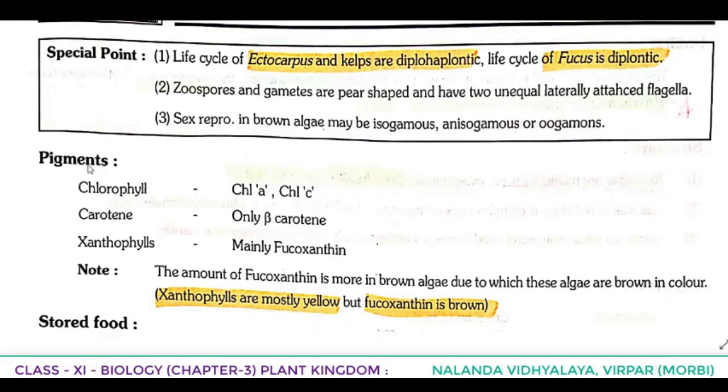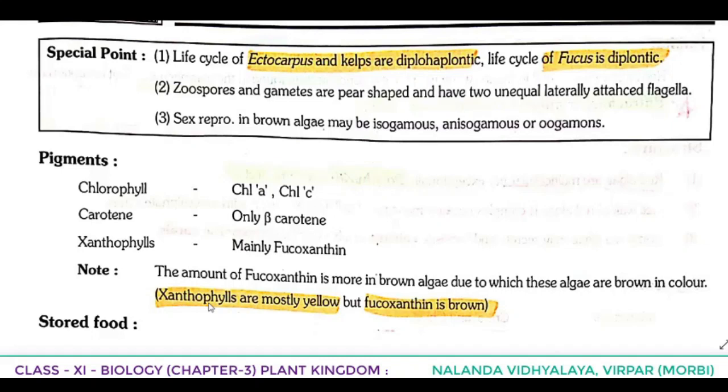And the pigments present in Phaeophyceae that we discussed, which ones? Chlorophyll a and c. Then carotene, in that only beta carotene is present. Xanthophyll pigment, from that mainly fucoxanthin is present. And a note is given, the amount of fucoxanthin is more in brown algae, due to which these algae are brown in color. And in the textbook we discussed the point that they differ in color, from olive green to brown, depending upon the amount of the xanthophyll pigment, that is fucoxanthin.